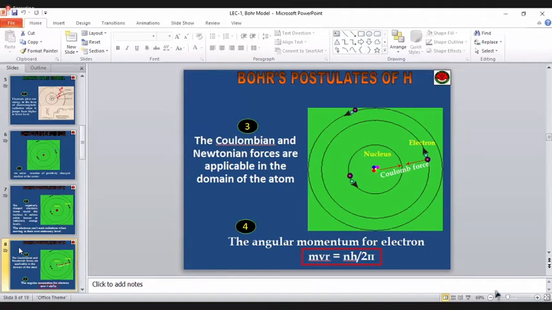Okay. Now, fourth one is the angular momentum for electron. Fourth one is the angular momentum for electron. Angular momentum is equal to mvr equals nh by 2 pi. So what is h? Who can tell what is h? Planck constant. Yes, it is Planck's constant, but it is a fixed value. Can you tell what is the value of h? It is 6.626 into 10 inverse 34, and unit, Joule second. Good.